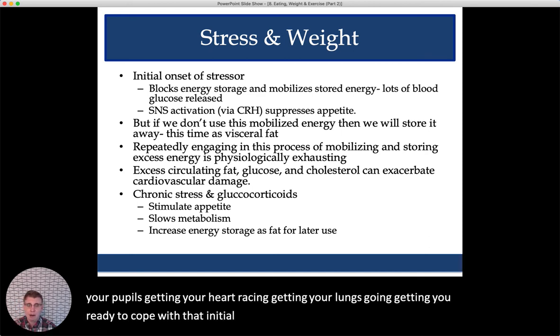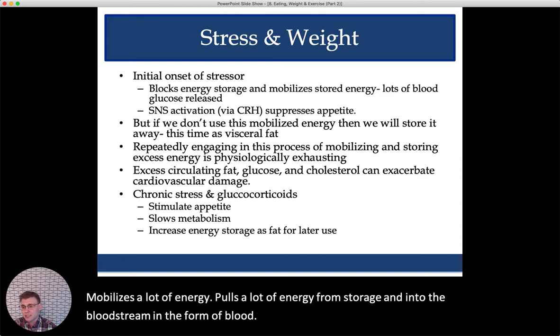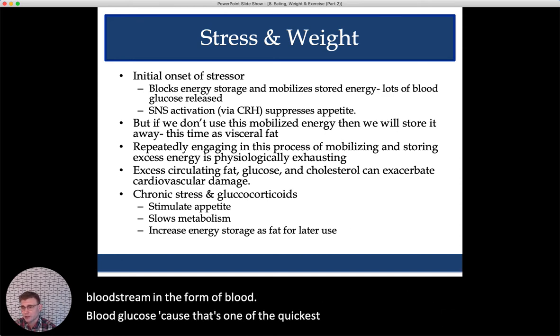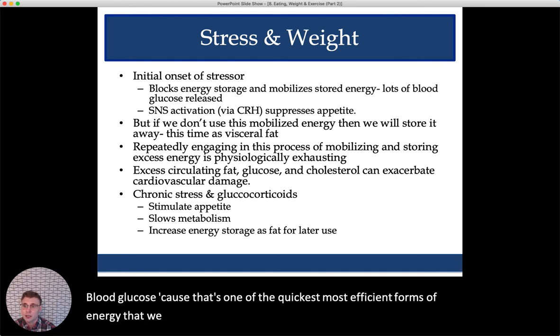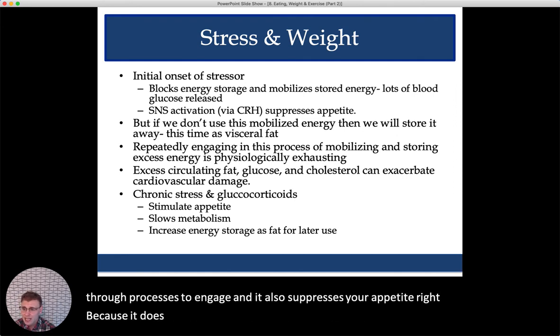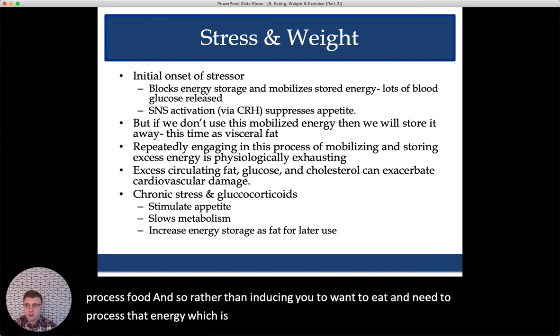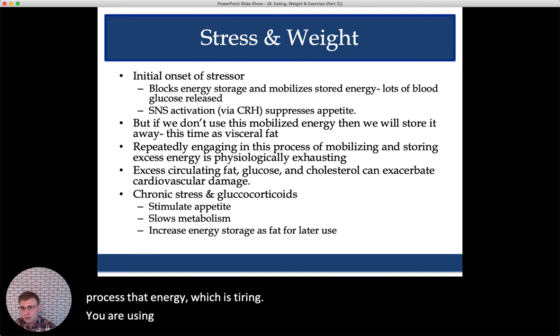And so that, again, mobilizes a lot of energy, pulls a lot of energy from storage and into the bloodstream in the form of blood glucose, because that's one of the quickest, most efficient forms of energy that we can use, is sugar in our bloodstream. And so your body goes through processes to engage that. And it also suppresses your appetite, right? Because although you do need more energy, it takes energy to process food. And so rather than inducing you to want to eat and need to process that energy, which is tiring, you are using stored energy and what is available already in your bloodstream.